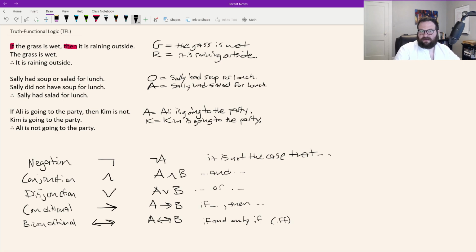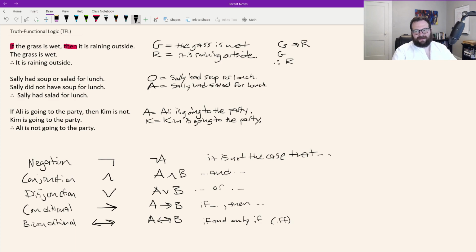All right, so let's translate what we have. We've already given a key with our sentence letters here. So we now know if G, then R. Premise 2 says G. And our conclusion says R. And this is fully translated, right? We've gotten rid of every bit of natural language. Now you can see why this argument is valid because of its structure alone.